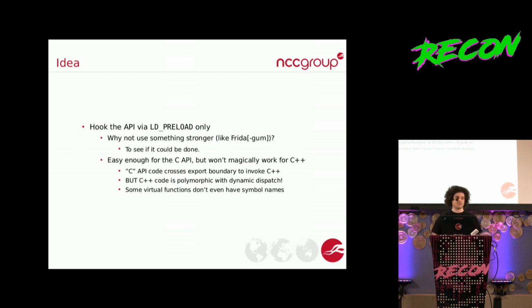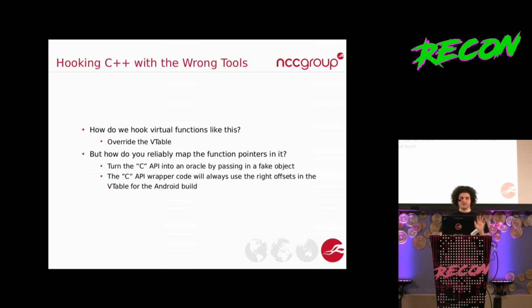But I wanted to hook the C++ API to get both Java and React Native at the same time. This is a little bit difficult because while the C API calls to that C++ API happen across a shared library boundary, so they're in the PLT and you can hook them with LD_PRELOAD, the C++ code itself is super polymorphic, and any calls inside itself, or via the vtables, are just direct, and they don't go through the PLT exports. And some of the virtual functions don't even have symbol names for some reason, something about inlining.